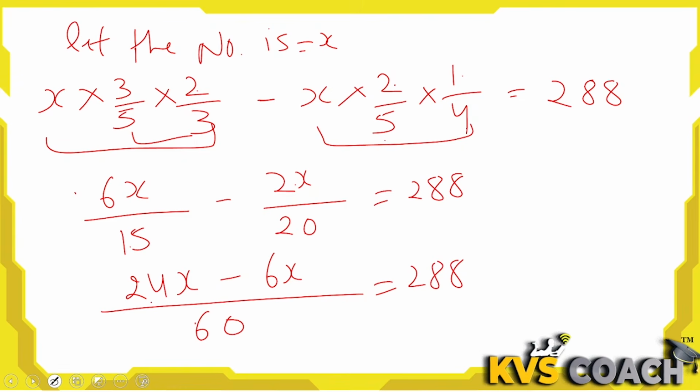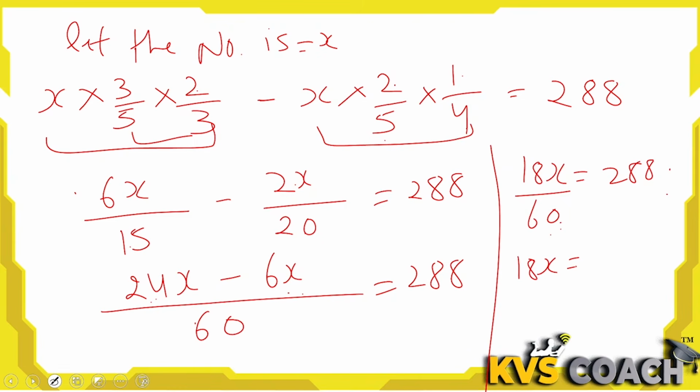24x minus 6x, that is 18x upon 60, equal to 288. I am taking 60 here. From the left side to the right side, it will multiply. 18x is equal to 288 into 60.